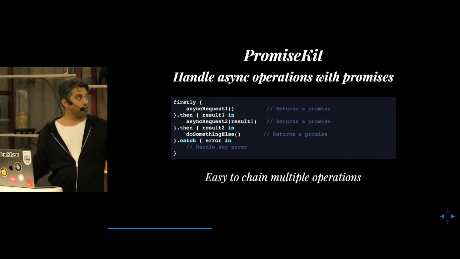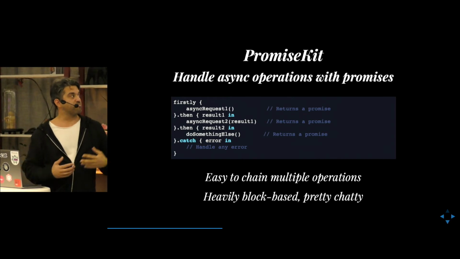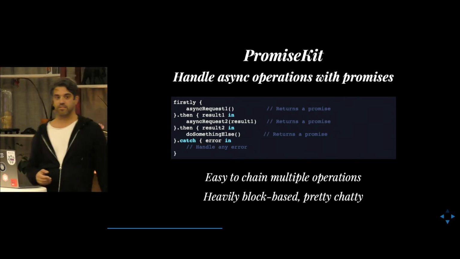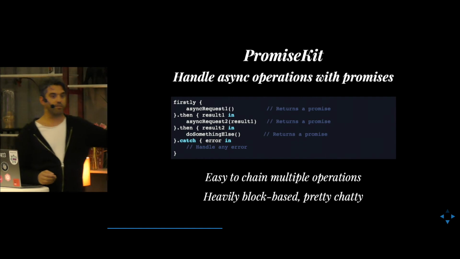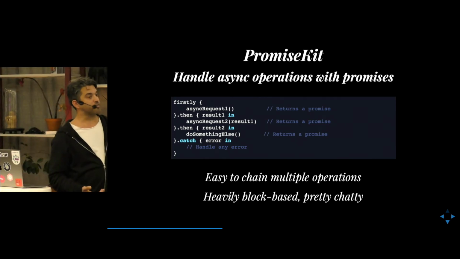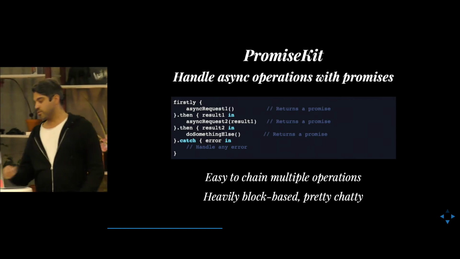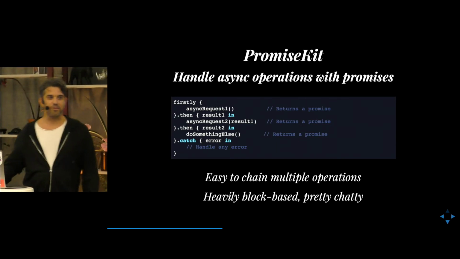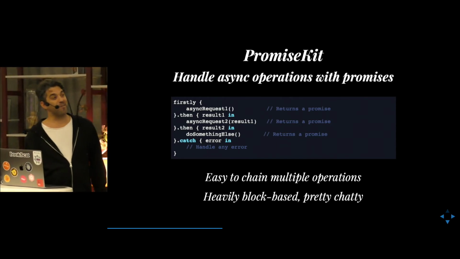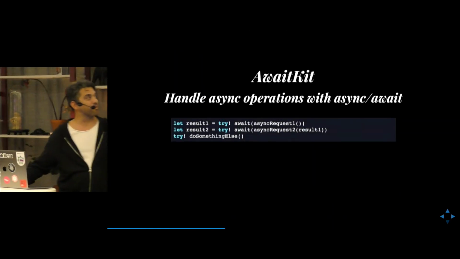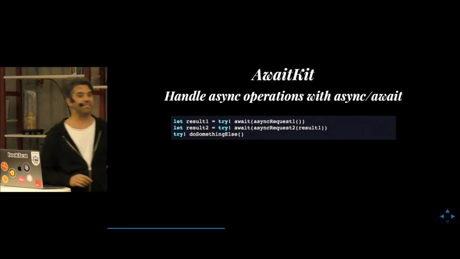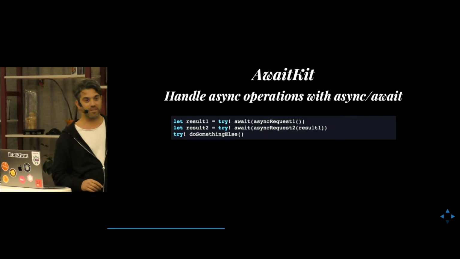But although this is easy, I think that you still have a lot of blocks. This is like completion block deluxe. And it's also pretty chatty, like firstly do this, then do that, and so on. Since I'm a full stack developer, I've worked with C# and JavaScript, and they have something called async await, and that's amazing. This code is not amazing.